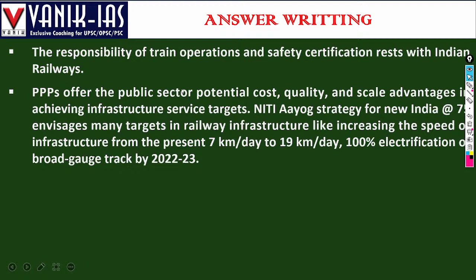PPP offers the public sector potential cost, quality and scale advantages in achieving infrastructure service targets. The NITI Aayog Strategy for New India at 75 envisages many targets in railway infrastructure, like increasing the speed of railway line construction from the present 7 km per day to 19 km per day, and 100% electrification on broad gauge track by 2023. These are the two main targets which have been taken by the government.